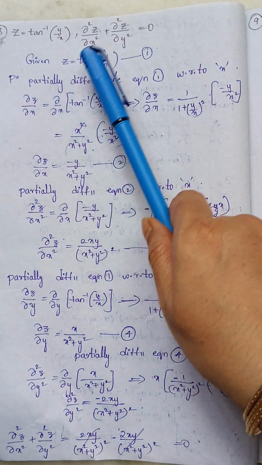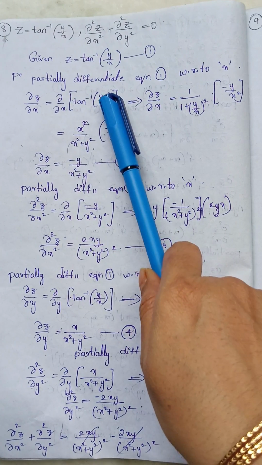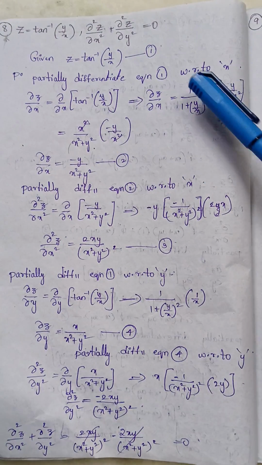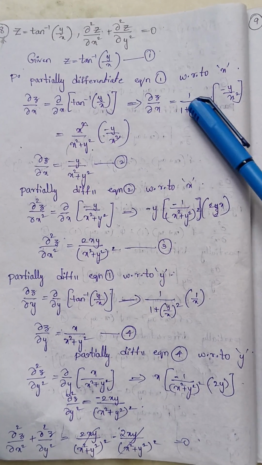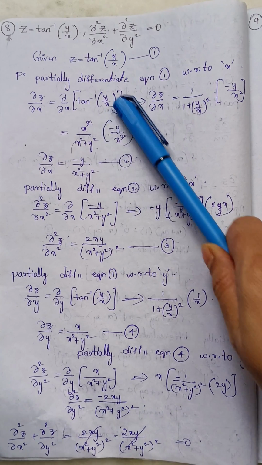That's why, first of all, we can take partial differentiation of equation 1 with respect to x. Then del z by del x equals del by del x of this. It is in the form like tan inverse x. Tan inverse x derivative is 1 by 1 plus x square. So 1 by 1 plus, instead of x, here y by x is there.